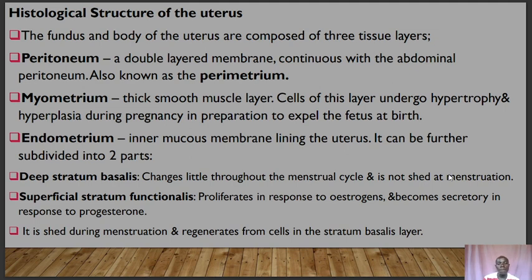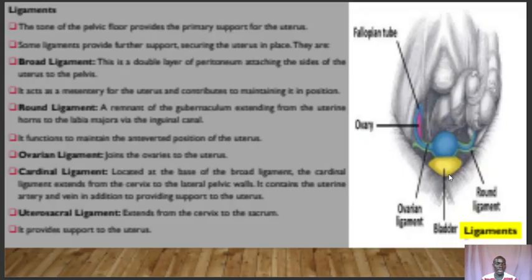This is the inner mucous membrane that lines the uterus. It can further be divided into two parts. We have the deep stratum basale and the superficial stratum functionalis. The deep stratum basale changes little throughout the menstrual cycle and is not shed at menstruation, while the superficial stratum functionalis proliferates in response to estrogen and becomes secretory in response to progesterone. It is shed during menstruation and it regenerates from the cells in the stratum basalis layer.